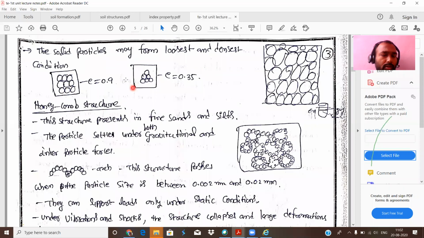If we give vibrations, the particles may change shape and settle in this manner, and the void ratio decreases. Here most of the voids are available, more voids are present. Here there are not many voids, so the void ratio is very low; here the void ratio is more. I will give an example for this.